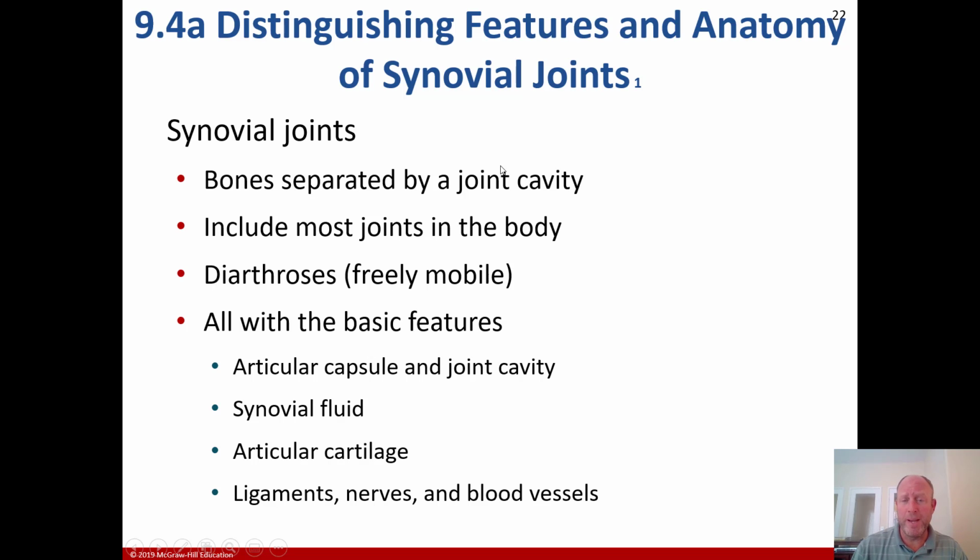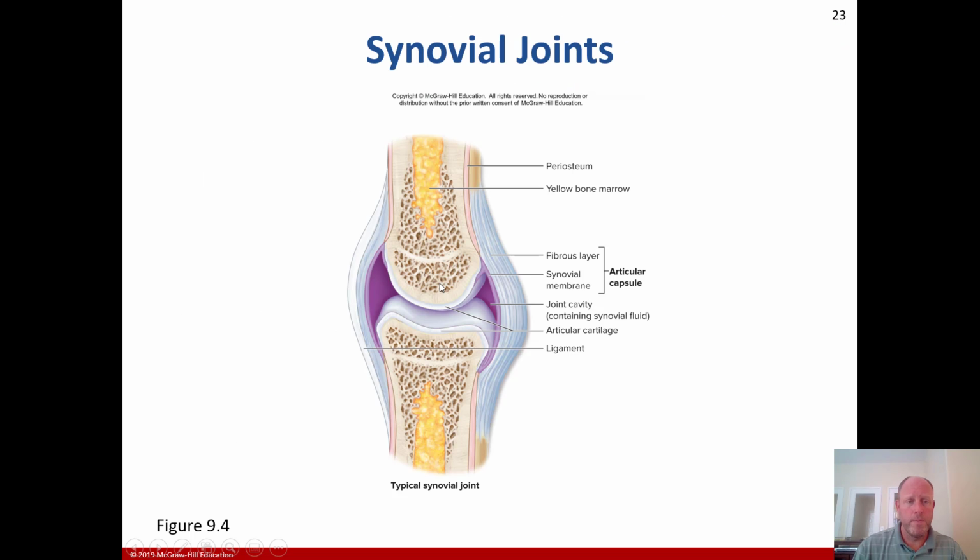So, synovial joints. There are bones that are separated by a joint cavity, the only one of the 3 types of joints that has a joint cavity between. This is most joints in the body. They are diarthroses. All diarthroses are synovial joints, and all synovial joints are diarthroses. They're freely mobile, all with the same basic features: an articular capsule and joint cavity, synovial fluid, articular cartilage, and ligaments, nerves, and blood vessels.